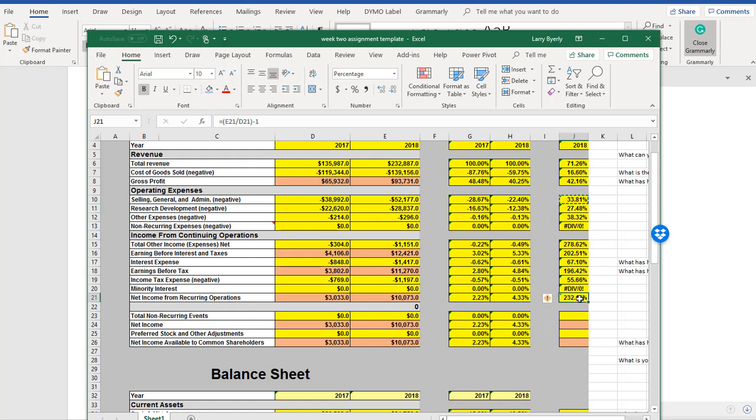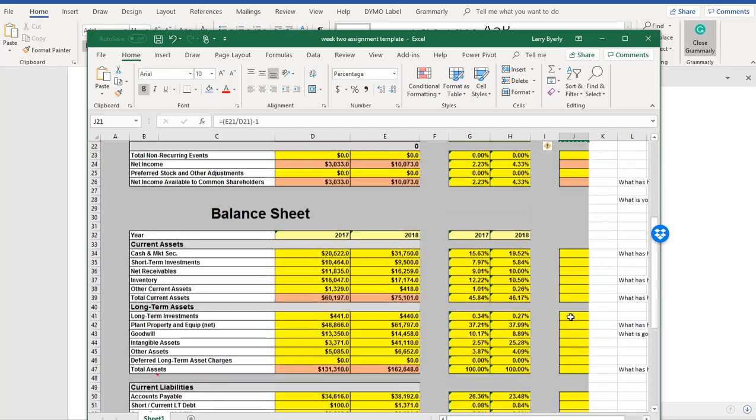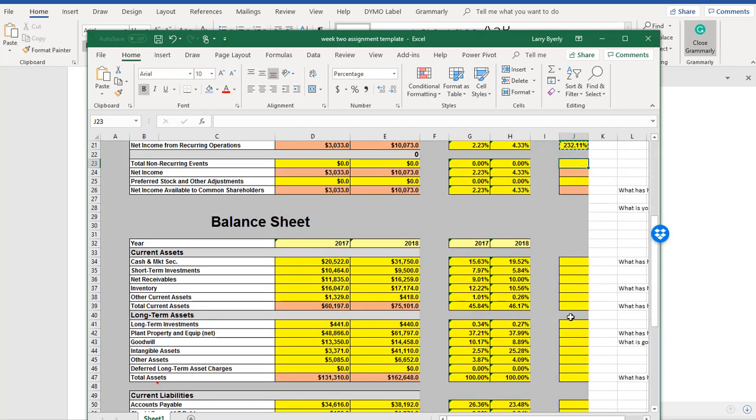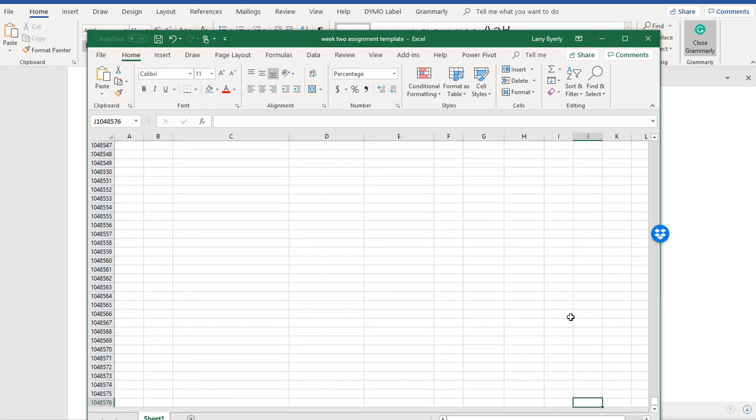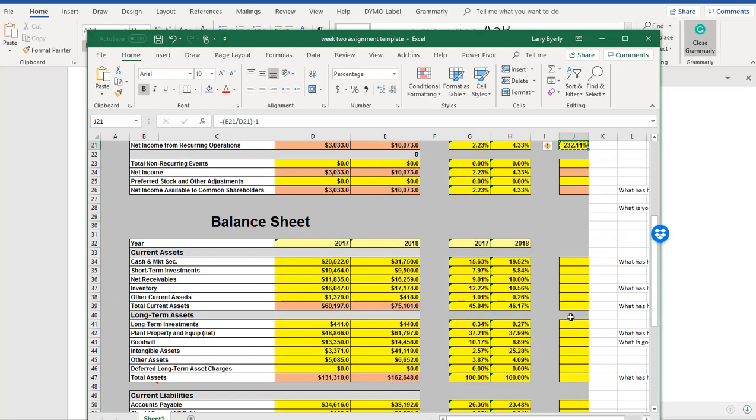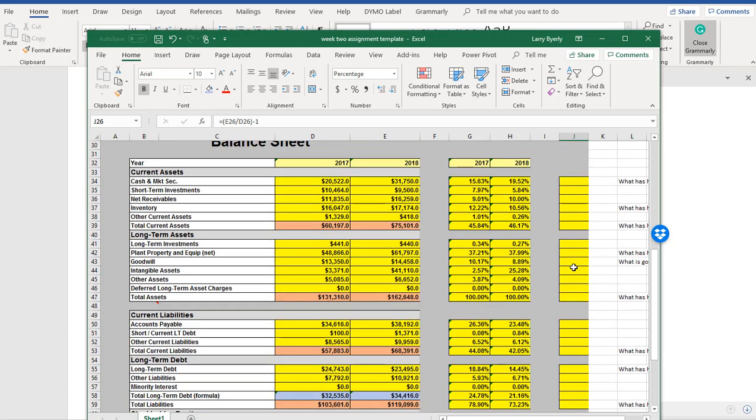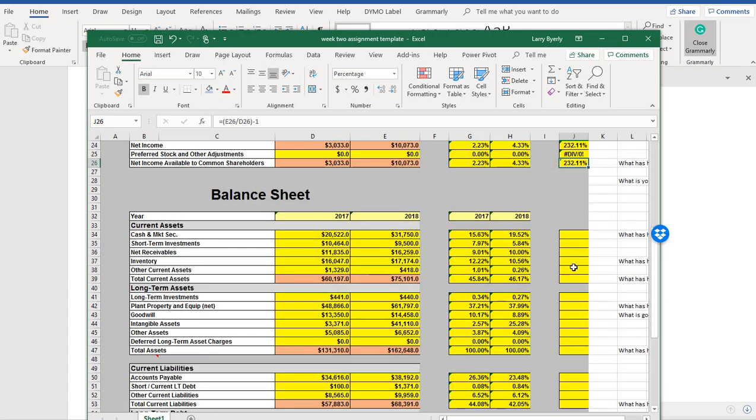So again, we just copy, and again, sorry, I keep pushing the wrong button there. I'm hitting control when I should be hitting something else. Great. So, and again, you're going to repeat that for the rest of the balance sheet.